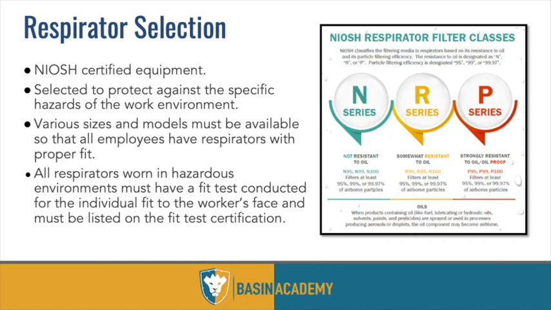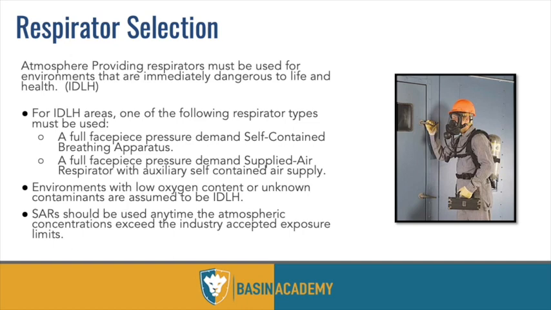breathing apparatus. So IDLH atmospheres, again, we need to have that full face piece pressure demand self-contained breathing apparatus, which is the full scope of it. Full face piece pressure demand supplied air respirator with auxiliary self-contained air supply, which is essentially a pack with a hose and a regulator on it. That's essentially what it's saying. So essentially, in areas where we don't know the concentrations, we consider that to be IDLH. Or if there's low oxygen, if it's below 19%, 19.1%, we consider that to be an IDLH atmosphere as well.